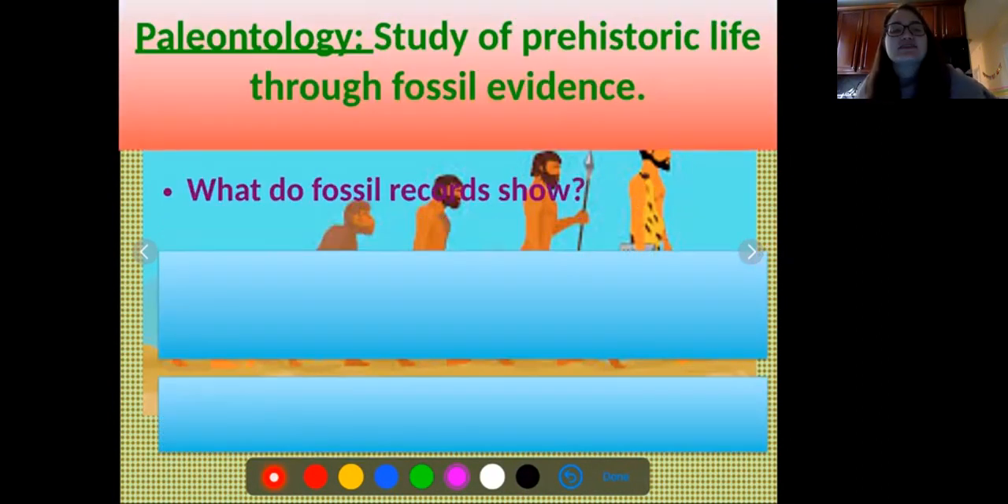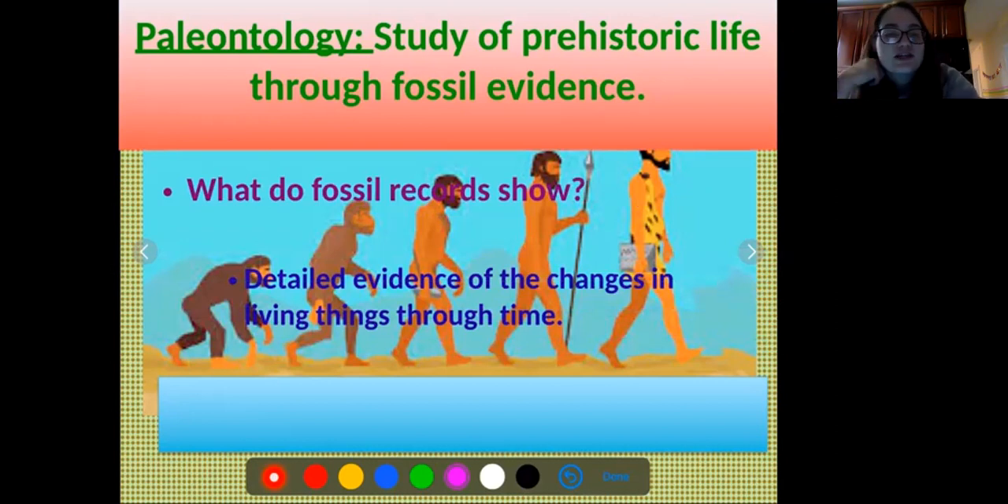The next type of evidence is paleontology. And paleontology is the study of prehistoric life through fossil evidence. So we're looking at the fossil record, the fossils that remains of different organisms leave behind. And with those fossil records, we're able to see detailed evidence of the changes in living things over time. So we're able to look at fossils and look at how different structures changed as they developed. And we're able to see like, oh, this is actually how evolution happened. We're able to see how those fossils changed and see what structures changed and which ones remained the same.